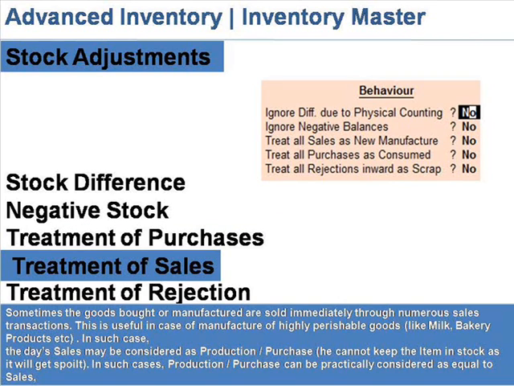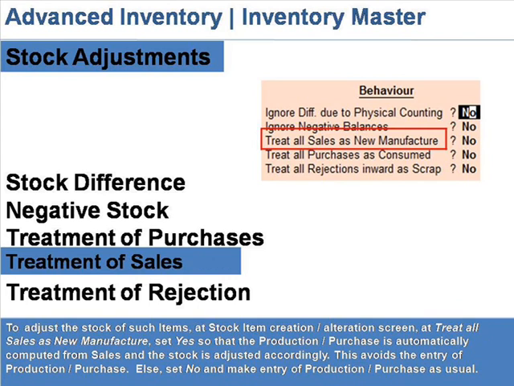Treatment of sales. Sometimes the goods bought or manufactured are sold immediately through numerous sales transactions. This is useful in case of manufacture of highly perishable goods like milk, bakery products, etc. In such a case, the day's sale may be considered as production or purchase. We cannot keep the item in stock as it will get spoiled. In such cases, production or purchase can be practically considered as equal to sales.